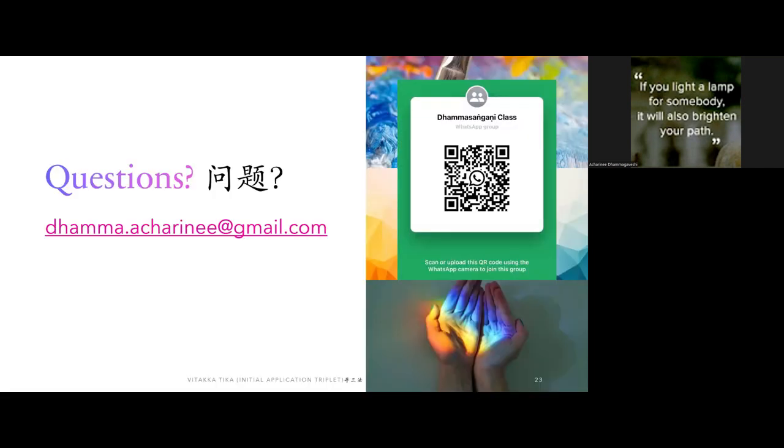With that, we come to the end of today's discussion. We'll be continuing with the next Matika, the Tika, during our next lesson.